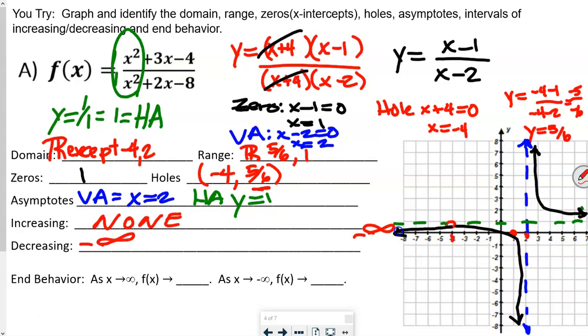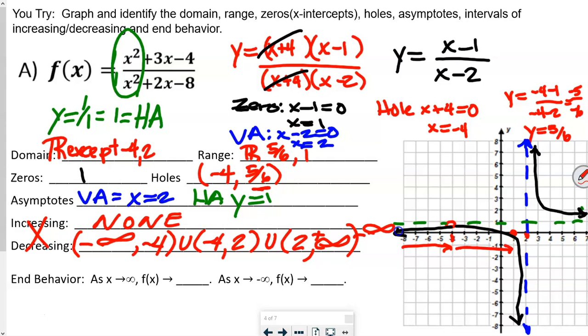Negative infinity. Again, now we're talking about our x values, guys. So negative infinity to -4. Then we pick it back up at -4 and go to 2. Then we pick it back up at 2 and go on to positive infinity. So again, we're going from here to right there, and it pauses, and then from here to right there, and it pauses, and then from here on to infinity, okay?